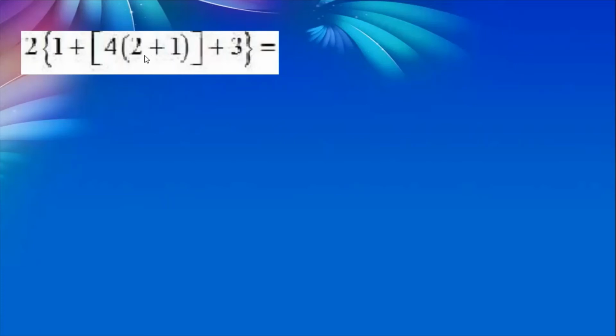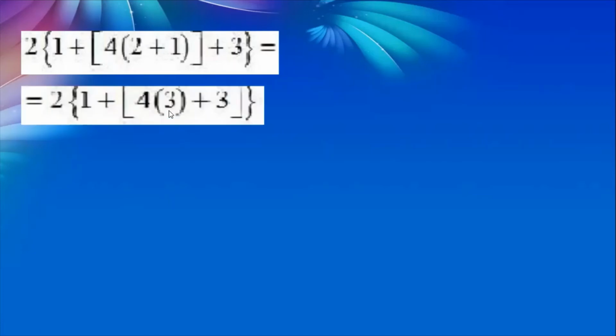The numbers that are grouped by our parentheses should be done first. The numbers inside our parentheses are 2 plus 1. So we're going to do this one. 2 plus 1, the answer is 3. Now, this 3 means we're going to multiply it with 4. So we have here 4 times 3 plus 3.